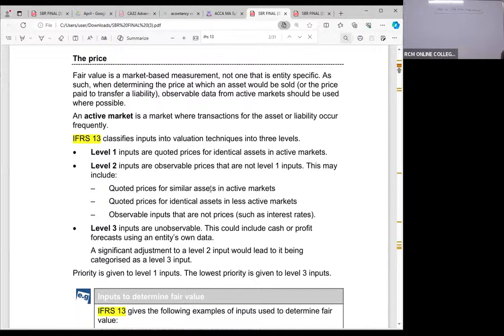So level 2, ladies and gentlemen, is when we have assets that are very, very similar. Level 2 inputs are observable prices that are not level 1 inputs. They may include quoted prices for similar assets in active markets. Level 2 is for similar assets here.